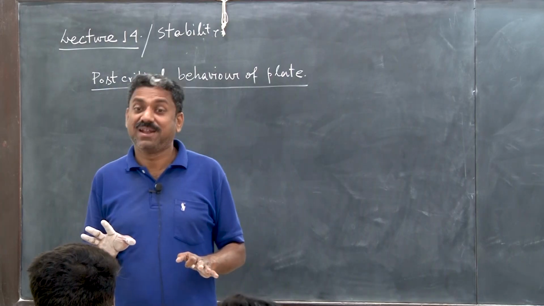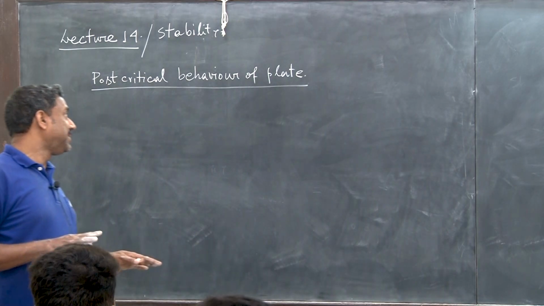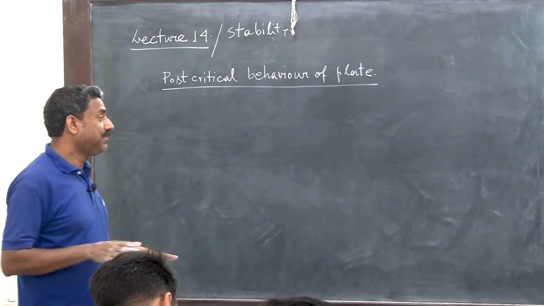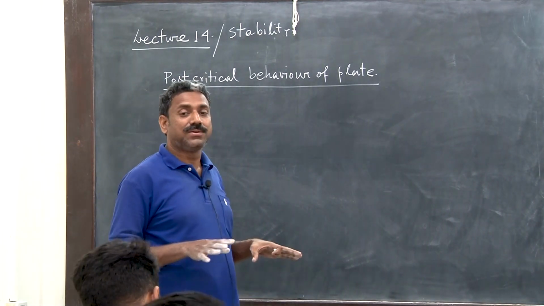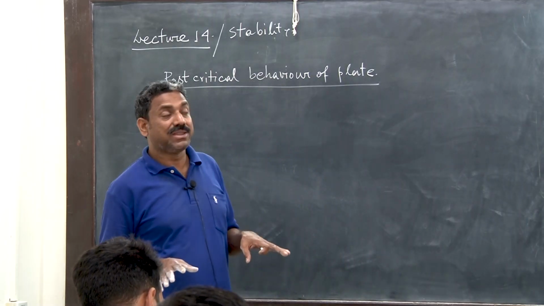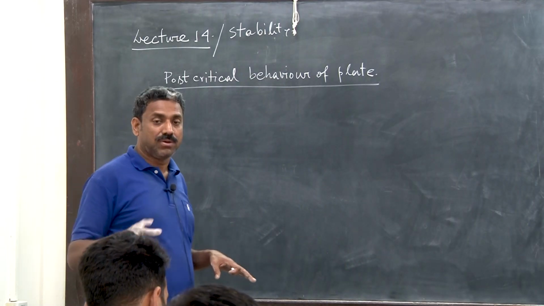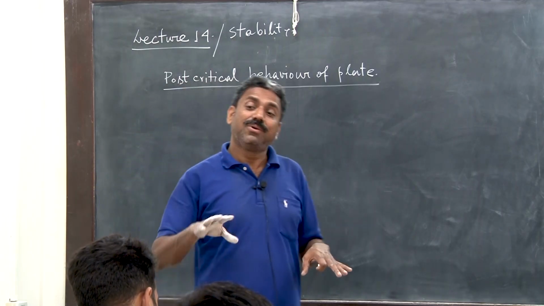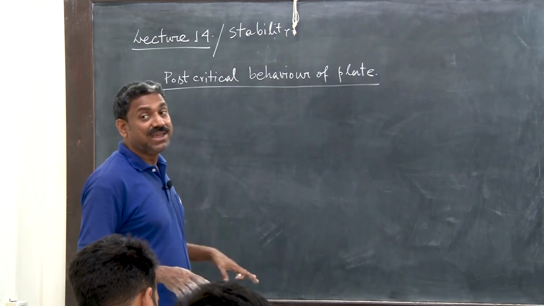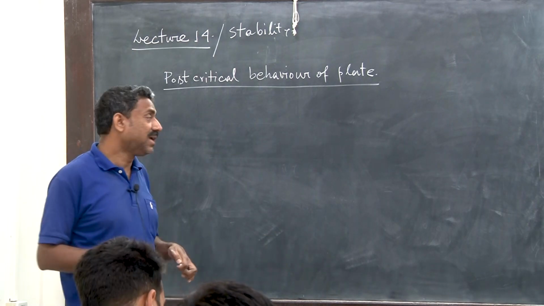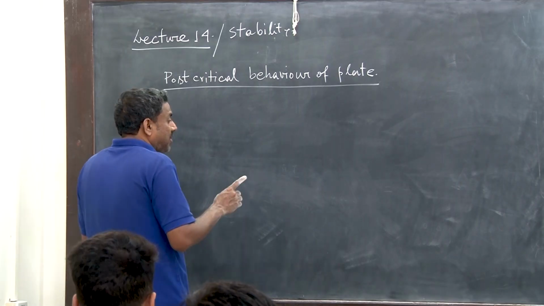That is not so in a plate. So a plate has some interesting behavior. A plate has significant post-critical strength. Even if the plate buckles, it doesn't lose its capacity to carry load, and that is exploited even in code, in design, and code stipulations are made accordingly to exploit that. So that's what we will see: what is the mechanism, what is the science behind that. Okay, so post-critical behavior of plate.